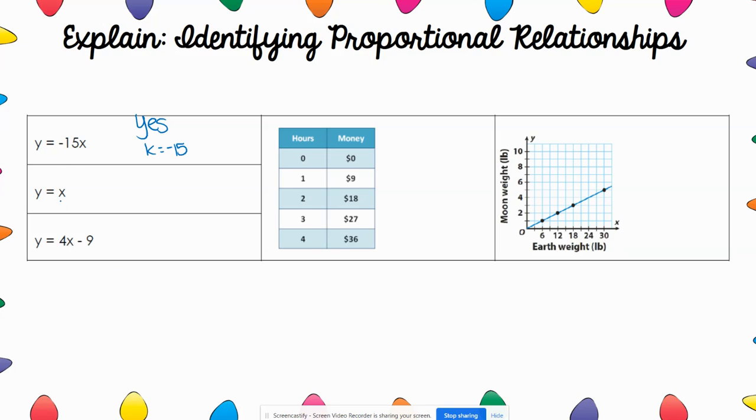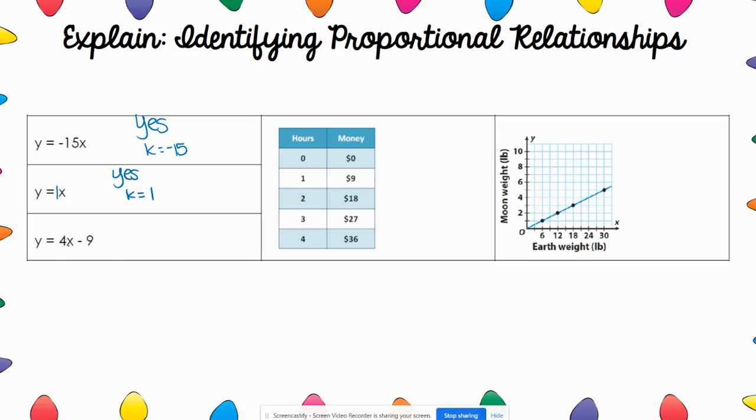For this equation, y equals x, it looks strange. In order for it to be a proportional relationship, there needs to be a number being multiplied by x. Well, even though we don't see anything, remember there is an invisible 1 here. So actually, y is equal to 1 times x, which means that yes, this is a proportional relationship, and the constant of proportionality is that invisible 1.